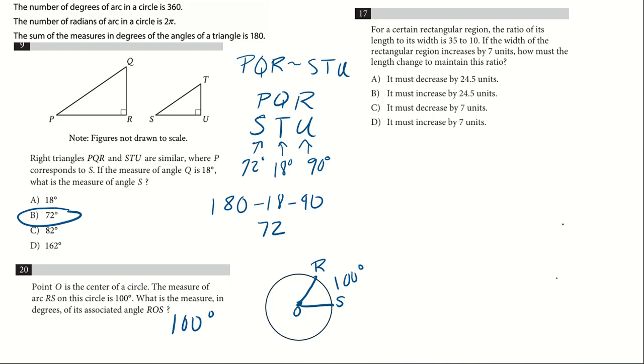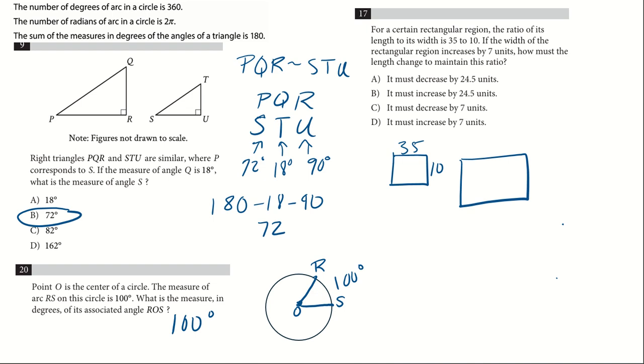If the width of the rectangular region increases by 7 units, how must the length change to maintain this ratio? Great question. So what I'm going to do here is draw a little picture. I love to draw pictures, right, to give me a visual of what I need to know. So my length is, I'm sorry, it's 35. My width is 10 as far as the ratio.